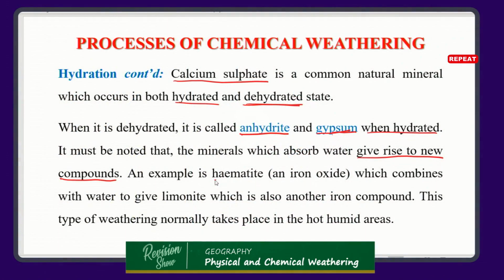An example is hematite. Hematite, an iron oxide, combines with water to give limonite, which is also another iron compound. This type of weathering normally takes place in the hot, humid areas. Hot, humid areas. Please take note because you may have a question on it for you to answer.